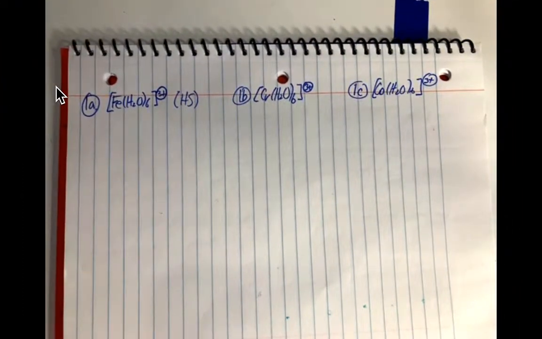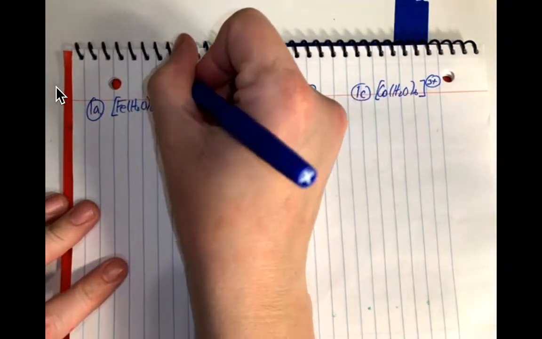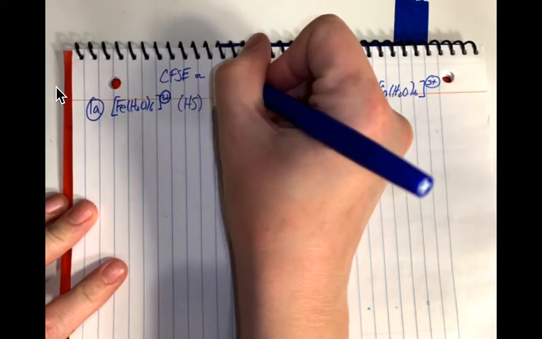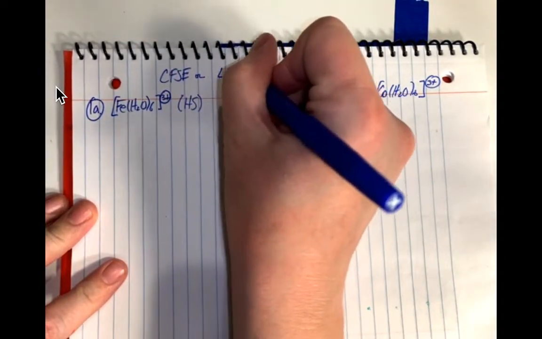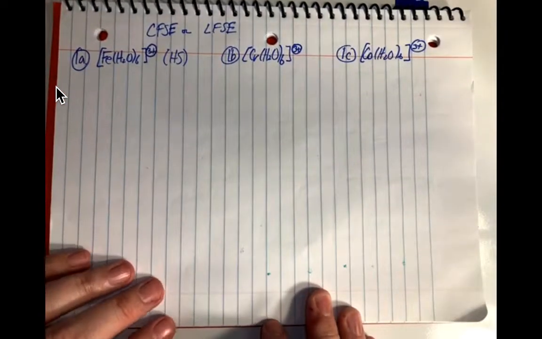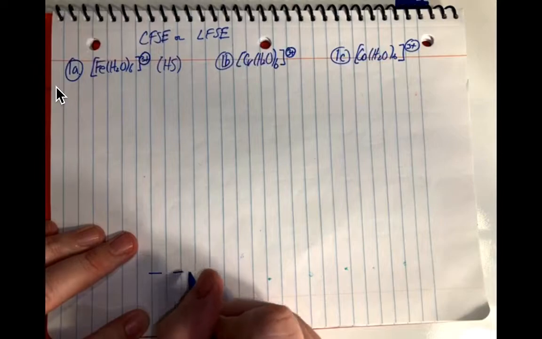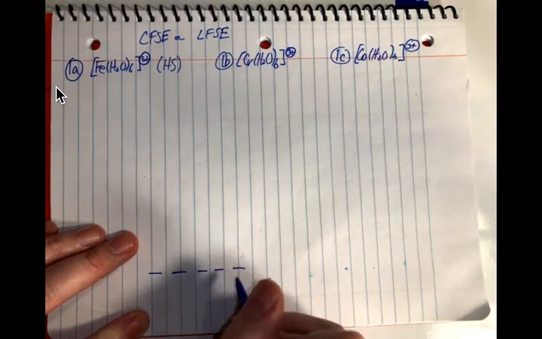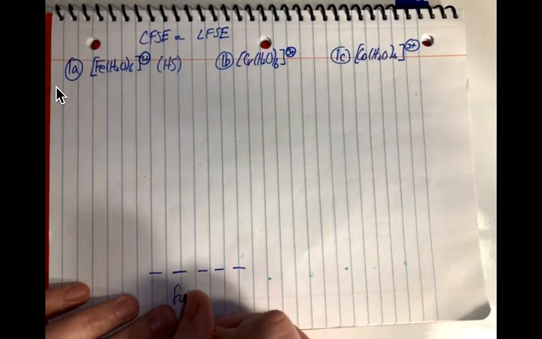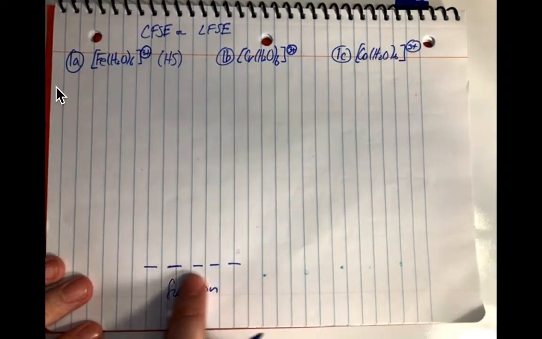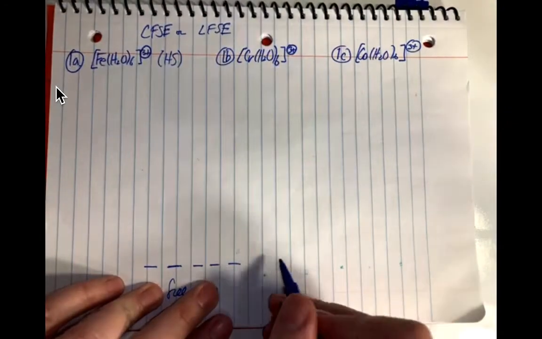All right, let's look at these three problems and calculate what's called the crystal field stabilization energy, or ligand field stabilization energy. And let's sketch it out down here at the bottom first. So what happens is when we have just the free ion, all 5d orbitals have the same energy.